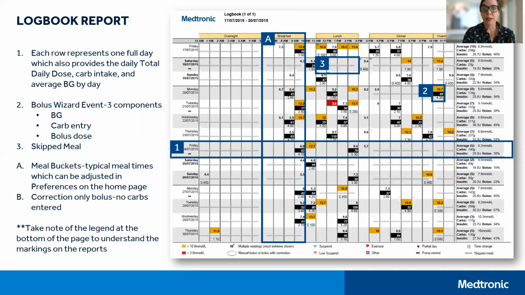When I say meal bucket, I mean these along the top here. So here you can see the breakfast meal bucket is outlined as roughly 6 a.m. to 10 a.m. And again, you can customize these to better reflect your day under your preferences. And lastly, down here you can see another bolus wizard event that was for correction only. You can see that because you have a blood sugar entered and a dose received, but no carb entry.